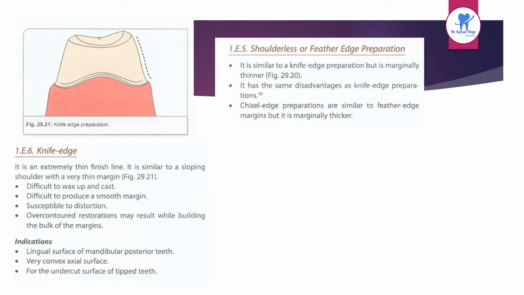This is the knife edge preparation. Here it is an extremely thin finish line, similar to a sloping shoulder with a very thin margin. It is difficult to wax up and cast, and it is difficult to produce a smooth margin. It is also susceptible to distortion. An over-contoured restoration may result while building the bulk of the margin. The indications are the lingual surface of mandibular posterior teeth, very convex axial surfaces, and the undercut surface of tipped teeth. And what of the shoulderless or feather edge preparation?